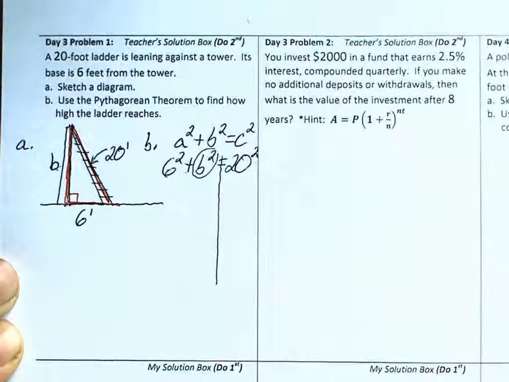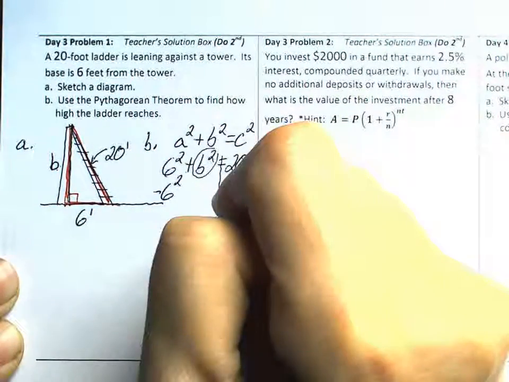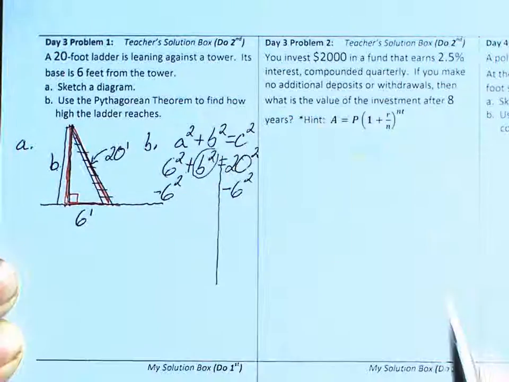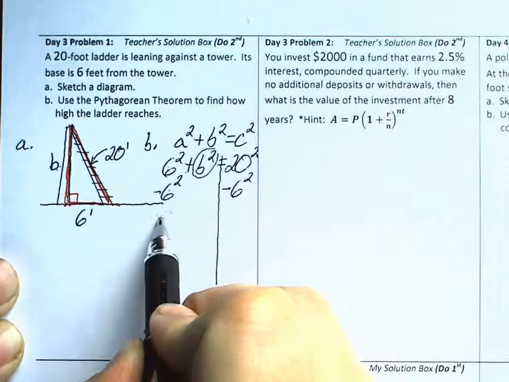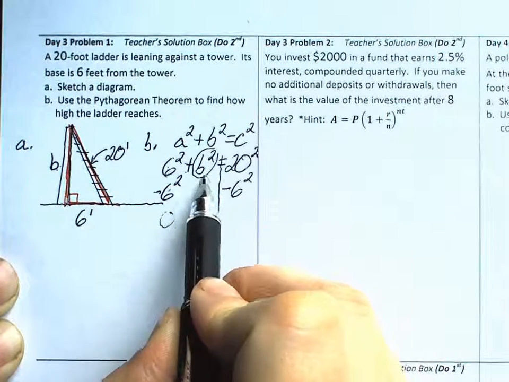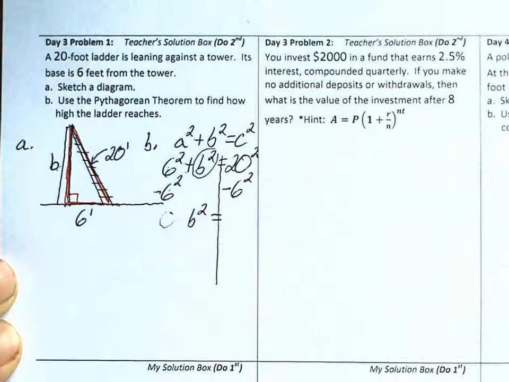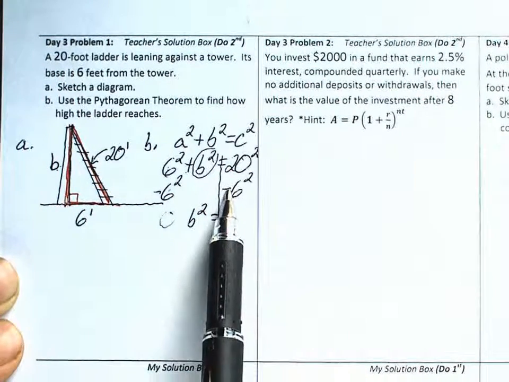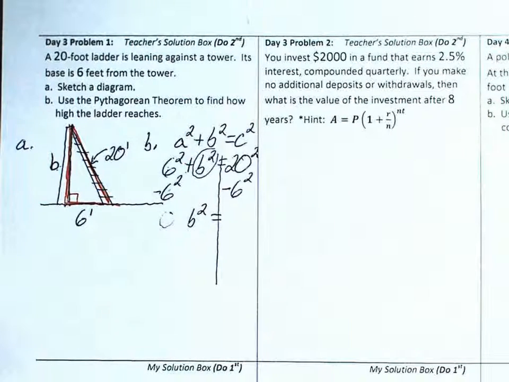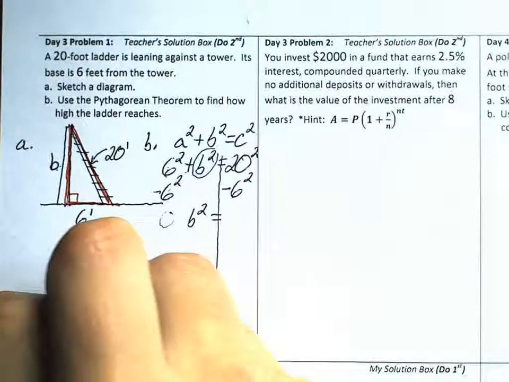Let's remove the 6 squared using subtraction. So subtract 6 squared, subtract 6 squared. 6 squared subtract 6 squared is 0. And the b squared can be brought straight down. Over here on the right side of the equation, 20 squared subtract 6 squared. Let's figure out what that is. First of all, 20 squared. 20 times 20 is 400.